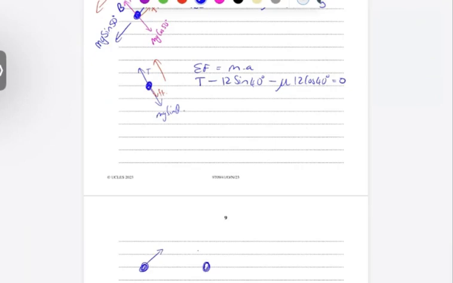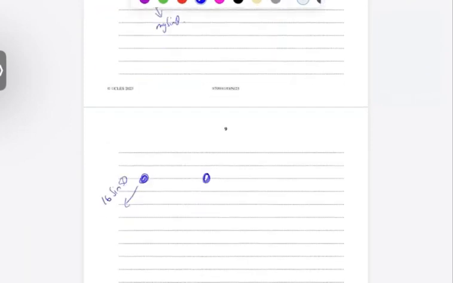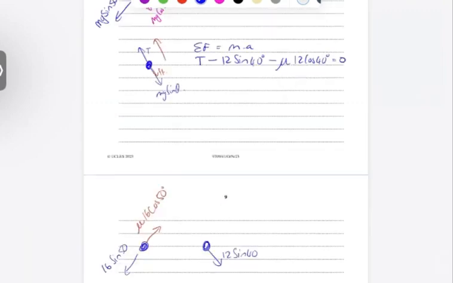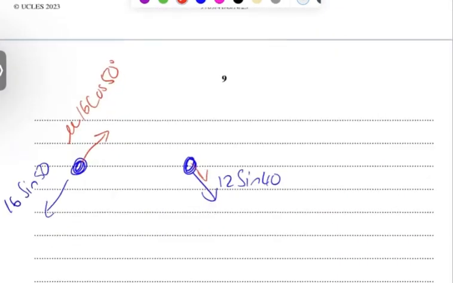So what happens when I look at the system? I actually don't need to look at T values because they kind of cancel each other out. Here I've got my mg sine 50. Let's just write this mass in. So this is 16 sine 50, and I've got friction, which is mu times 16 cos of 50. And for my A, I've got 12 sine 40, and my friction is 12 cos 40.